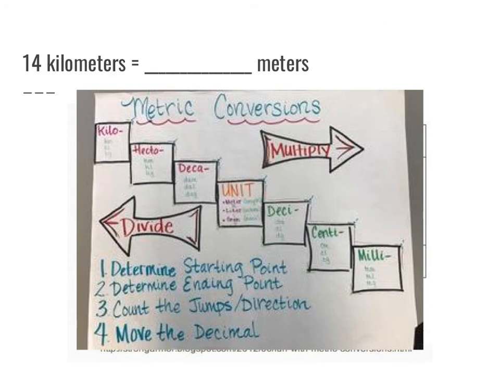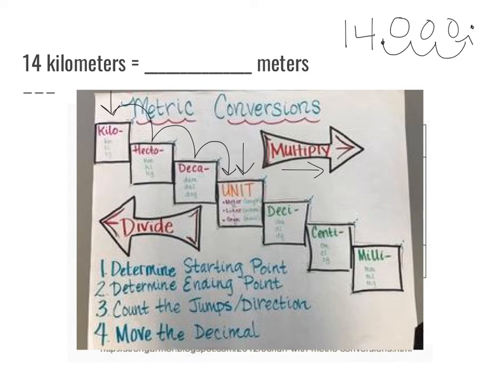14 kilometers to meters. So I'm starting here at kilo. I'm ending here at the unit, meters. There's no prefix on it, so that's just the unit. And I know that I'm going 1, 2, 3 jumps in the multiply direction. Here's 14. Put the decimal, and I went 1, 2, 3 jumps in the direction of multiply. Put my decimal at the end. 1, 2, 3 jumps past nothing. So that means that 14 kilometers is equal to 14,000 meters.